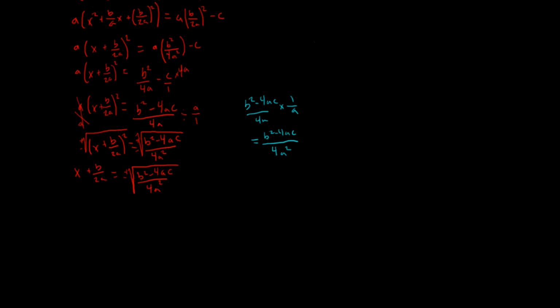So now what we're going to do, since we can square root the bottom part of this denominator, because 4a squared is the same thing as 2a if you square root it. So it's going to be x plus b over 2a equals the positive or the negative root of b squared minus 4ac over 2a. And now you can see that this is really similar. This looks very similar, right?